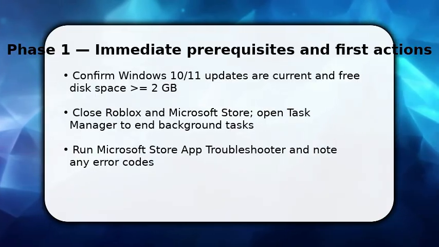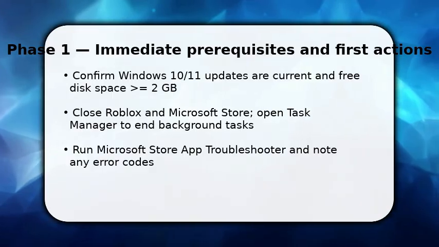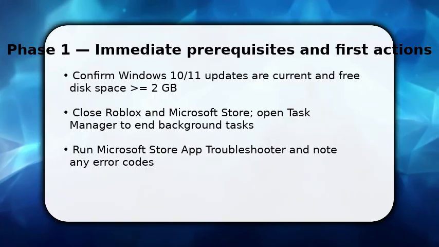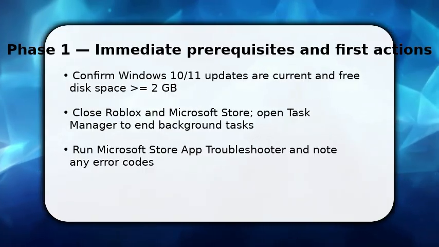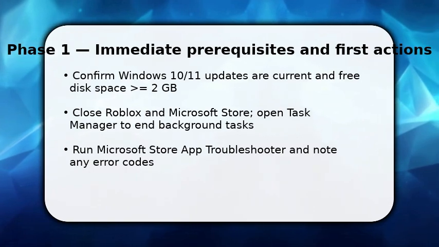Then run the built-in Microsoft Store app Troubleshooter. It finds permission or cache issues. Make sure to write down any error codes it returns. Those guide the next steps. This sequence saves time versus random fixes and sets a clean baseline for repair.